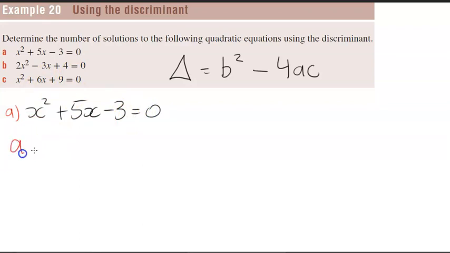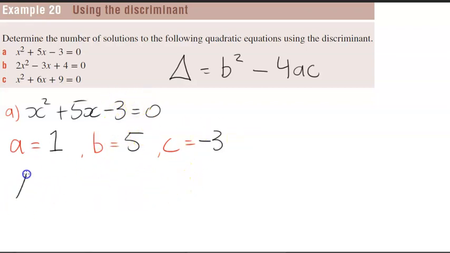Now I always get into the habit of writing what my a is equal to, what my b is equal to, and what my c is equal to. And these are just the coefficients in front of the x squared, the x, and the constant, respectively. So the coefficient in front of the x squared is 1. Don't put it as 0 because it's not 0. There's an invisible 1 if it's by itself, or there's one lot of x squared, so it's 1. For b, this is 5. And for c, this is negative 3. Remember, it's negative because the constant has a negative in front of it, so it's negative 3.